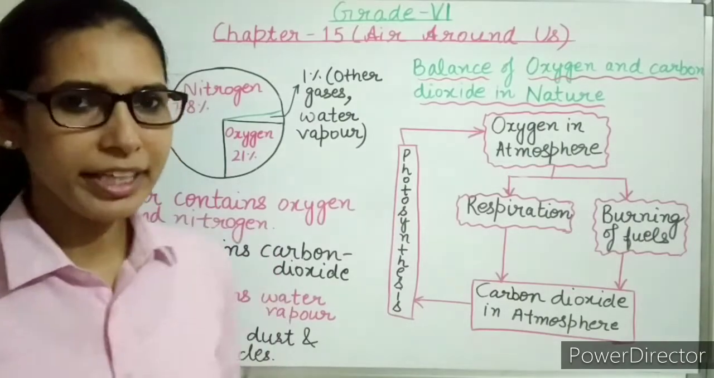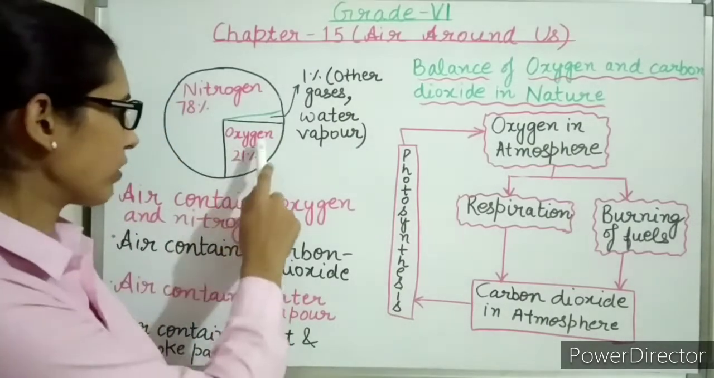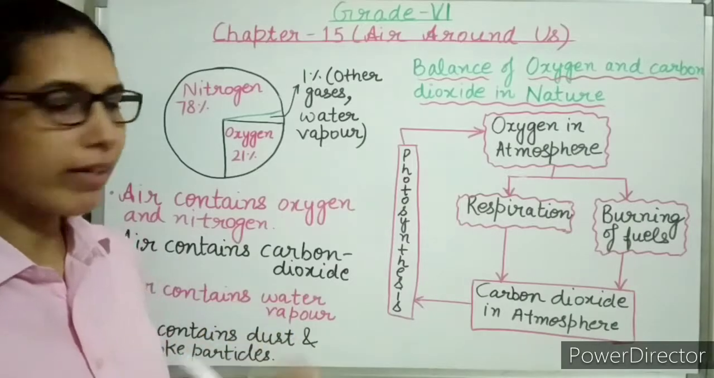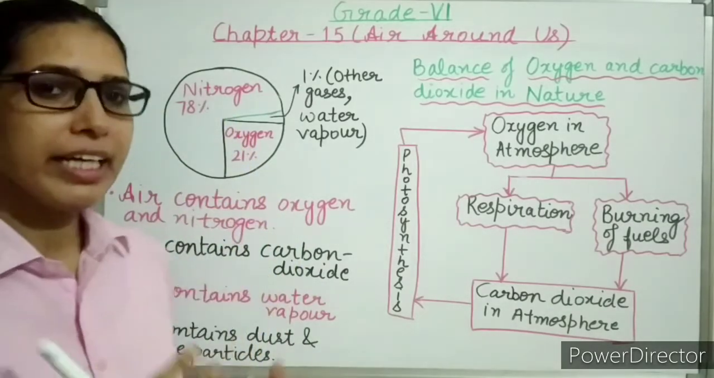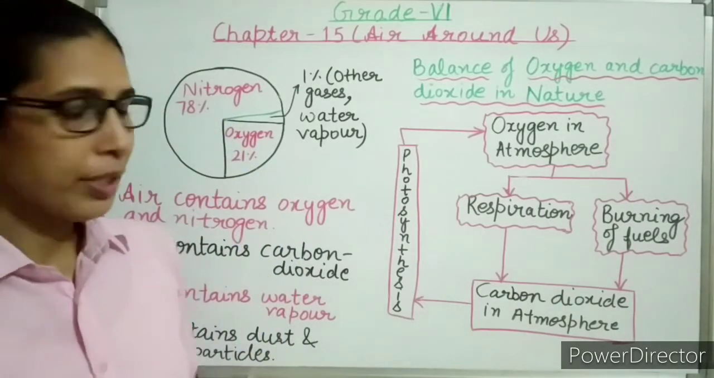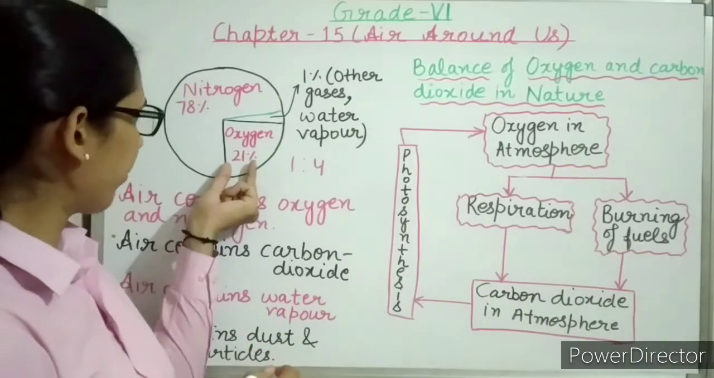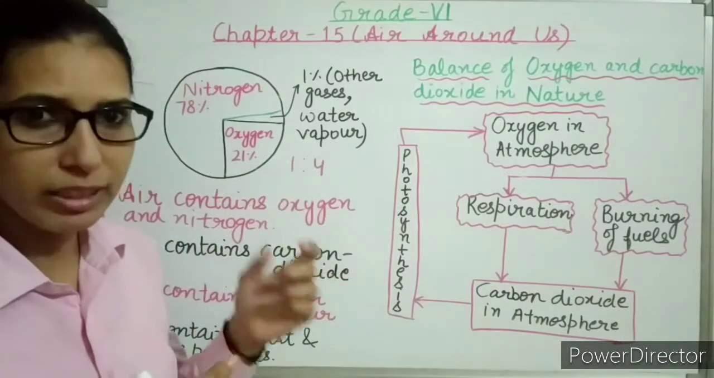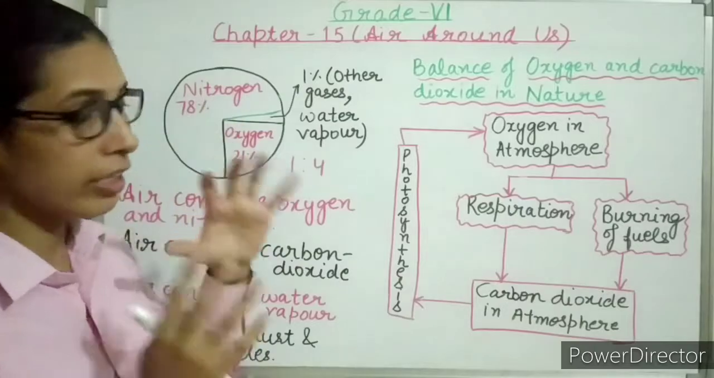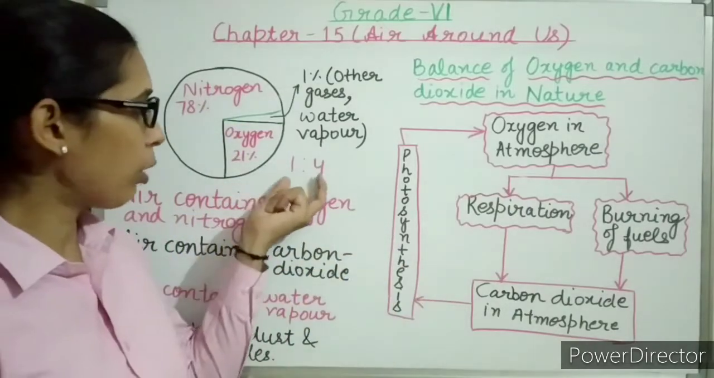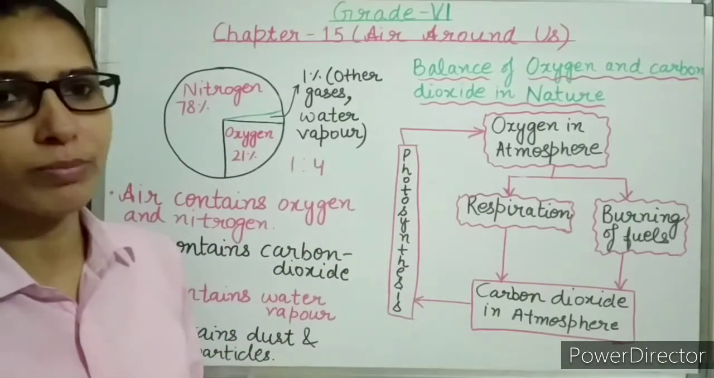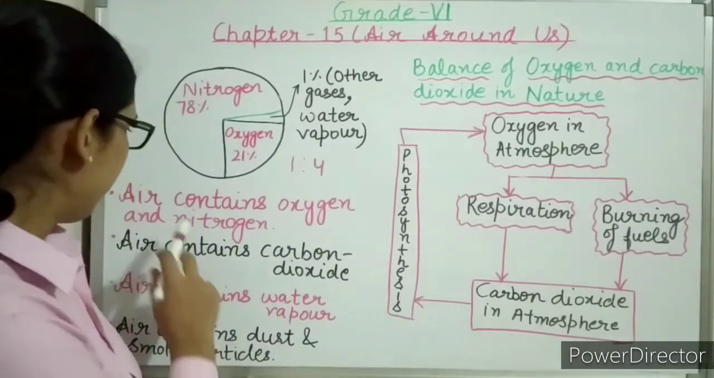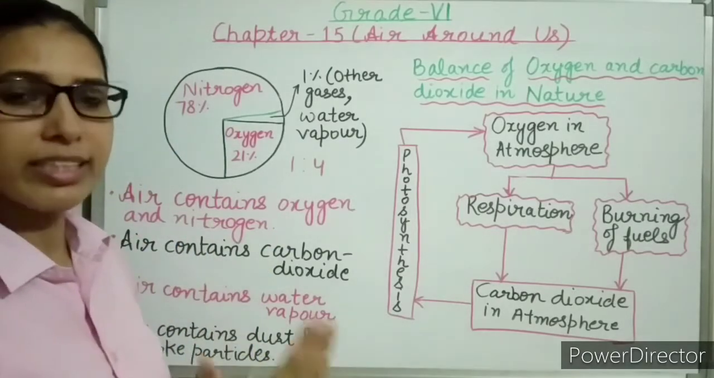Scientist Lavoisier named these components. He named oxygen as the active component of air and he named nitrogen as inactive component of air. You can see oxygen is 21% and nitrogen is 78%. If you see the ratio of oxygen and nitrogen in the air, it is about 1:4 by volume. Now let's discuss these gases in detail.